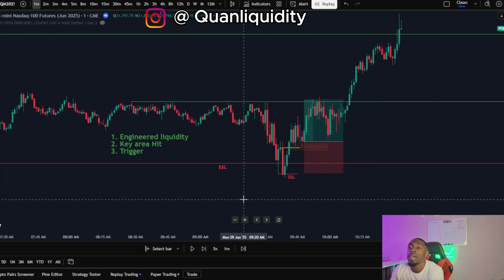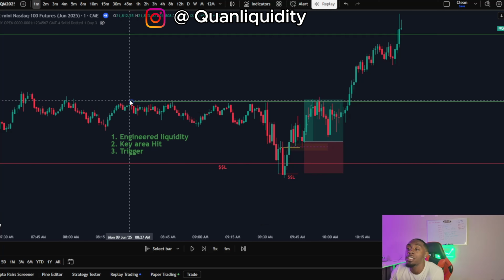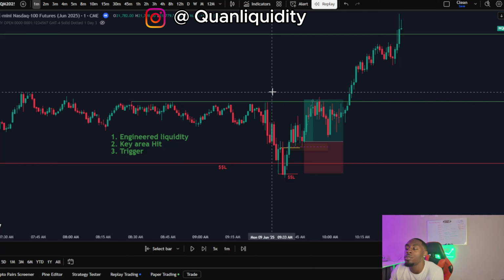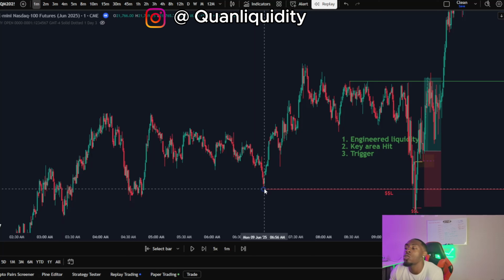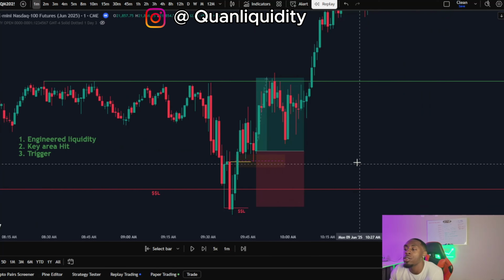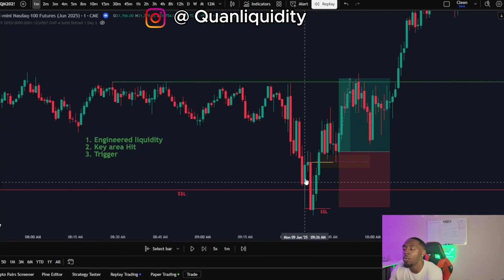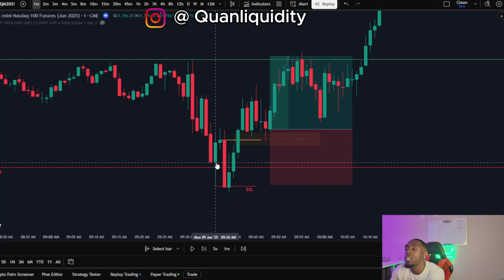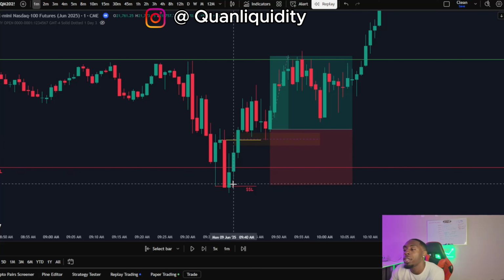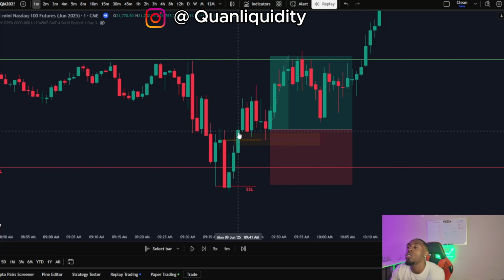So just to refresh you guys, the engineered liquidity is some sort of equal highs or equal lows that you can target. In this instance, we had a lot of equal highs forming right before the 9:30 open. Next, you want to have some sort of key area hit. Us using pre-market low to reverse was the perfect opportunity. So now that we have our target in mind, we have our opposing side and key area hit, we needed to wait for our trigger. Our trigger was these two up close candles forming a new low, and then getting a close above that area.